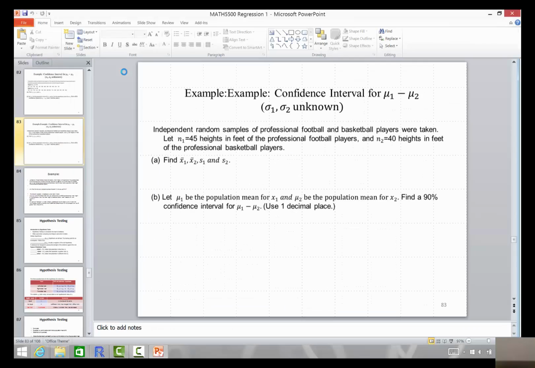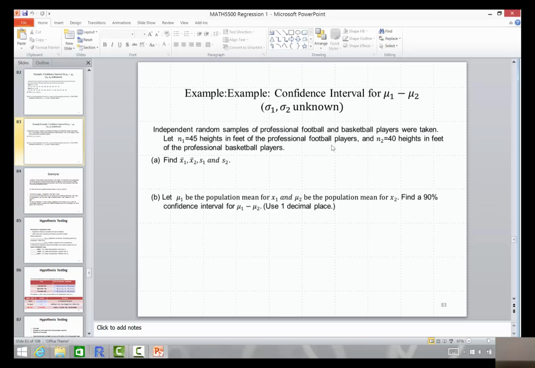This is the lecture note that I used, and this is the page I was on. In my previous lecture, I was a little incomplete about this in terms of the data. N1 is equal to 45, N2 is equal to 40. This is the height of football players, and this one is for the height of basketball players. The data is not given here, but for this problem, you need the data.